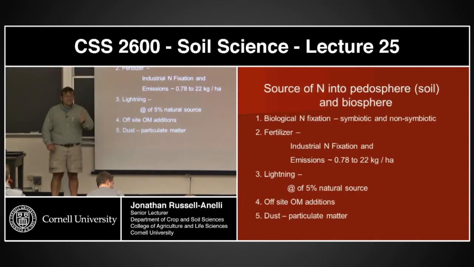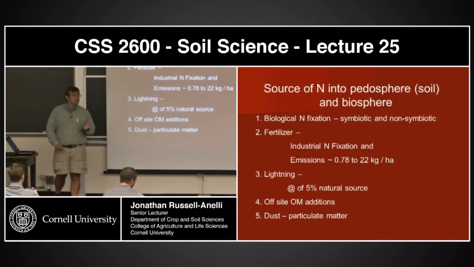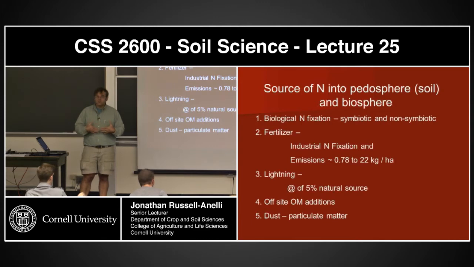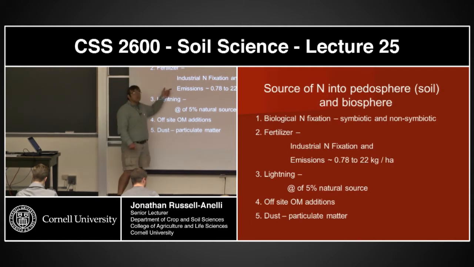So what are the sources into the pedosphere? There's basically 5 sources. The first is biological nitrogen fixation. Fixation of nitrogen by biological organisms, N2, into an organic form, ultimately into NH2, the amine form. We also have fertilizer. Now this could be industrial nitrogen fixation where we're intentionally doing this for fertilizer, but it also can be emissions. And I'm going to talk about these two a little bit in a few slides. The reason is that these two are primarily the ones that we have somewhat of a control over.